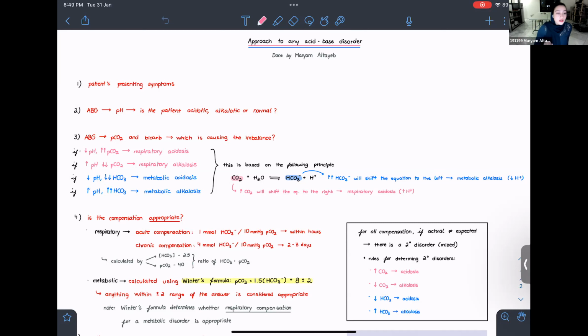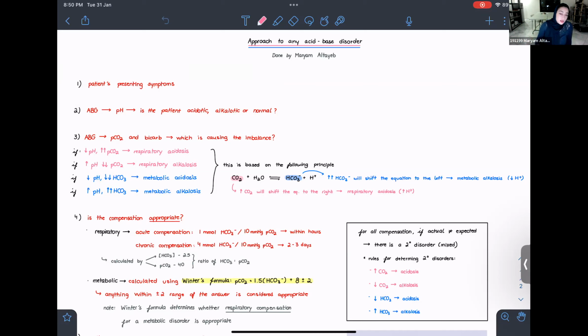Okay, you talked about the patient's presenting symptoms. Well, now we need to look at the ABGs, or mostly, by the way, in clinical practice, they use VBGs more so than ABGs. So just keep that in mind because it's harder to get an ABG unless you have a specific indication. So just keep that in the back of your mind, all right?